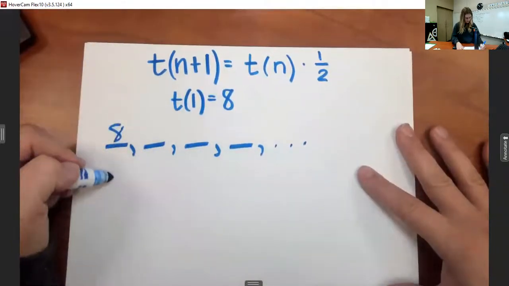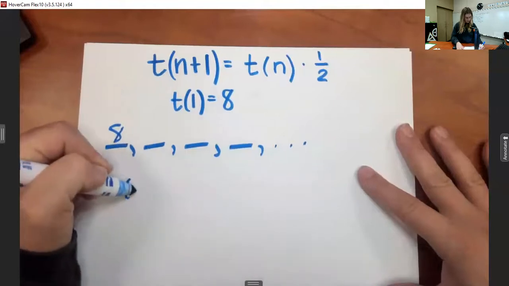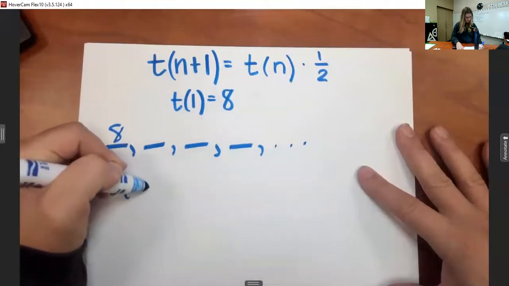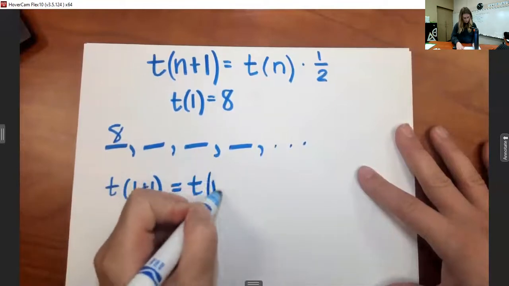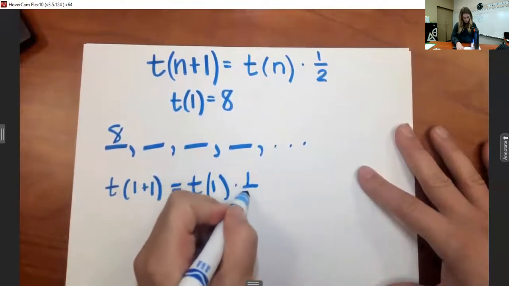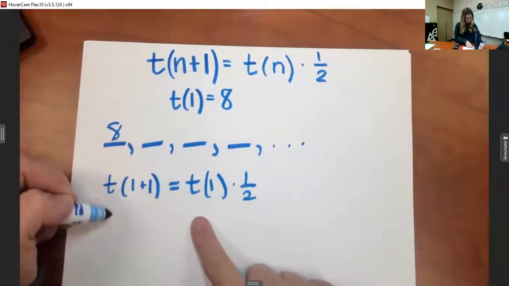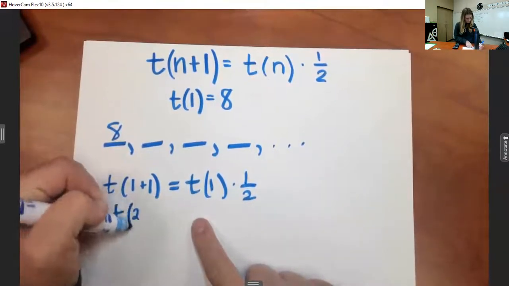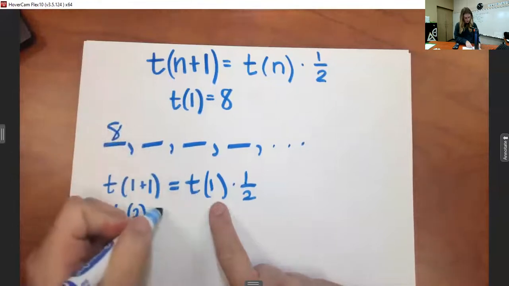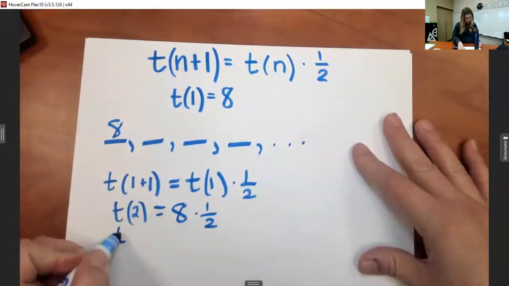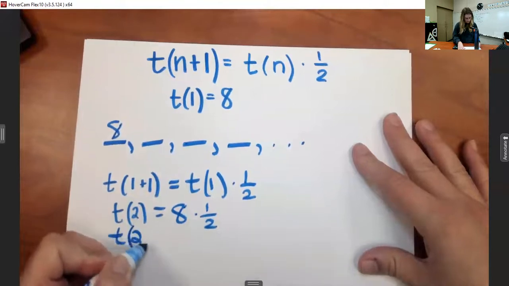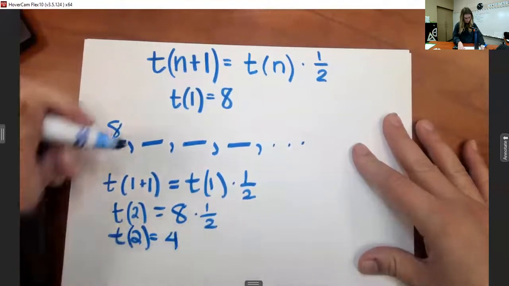To find the second term, we're going to take the first term and multiply it by 1/2, because 1 plus 1 is 2. Now I can substitute in that 8 because I know t of 1 equals 8. I'll multiply it by 1/2, and now t of 2 equals 4.